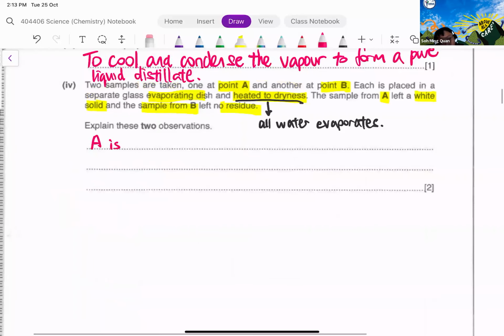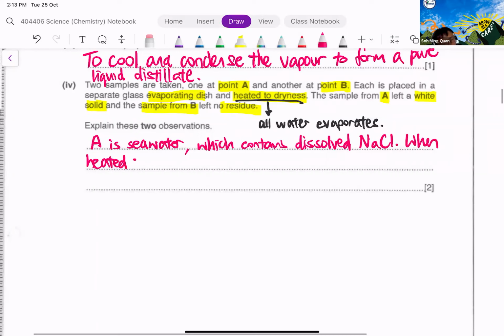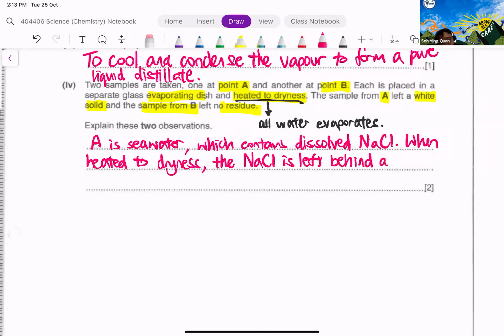A is seawater, which contains dissolved NaCl. When heated to dryness, the NaCl is left behind as a white solid. That makes perfect sense. Salt is a white solid, right?